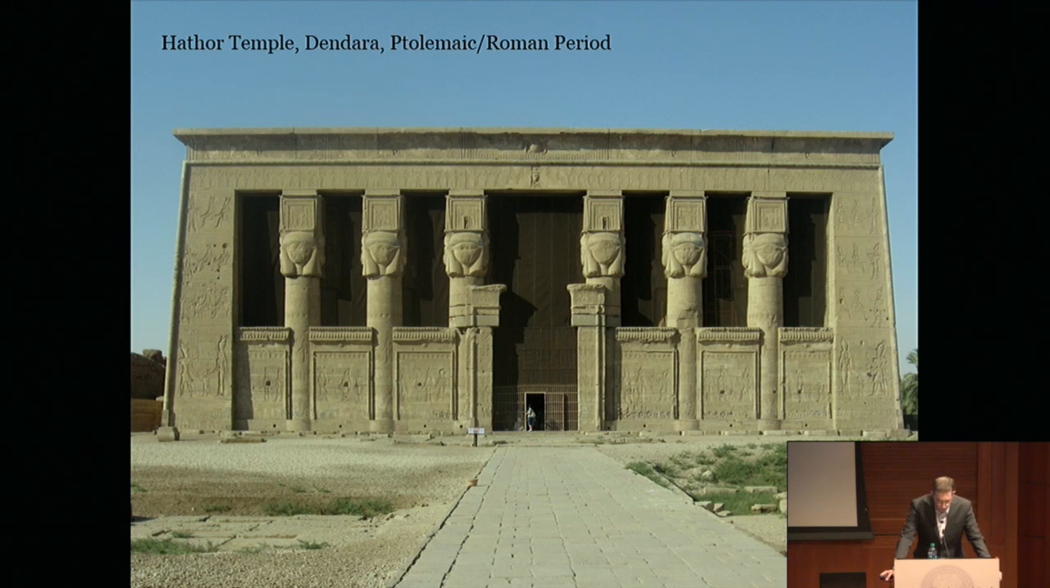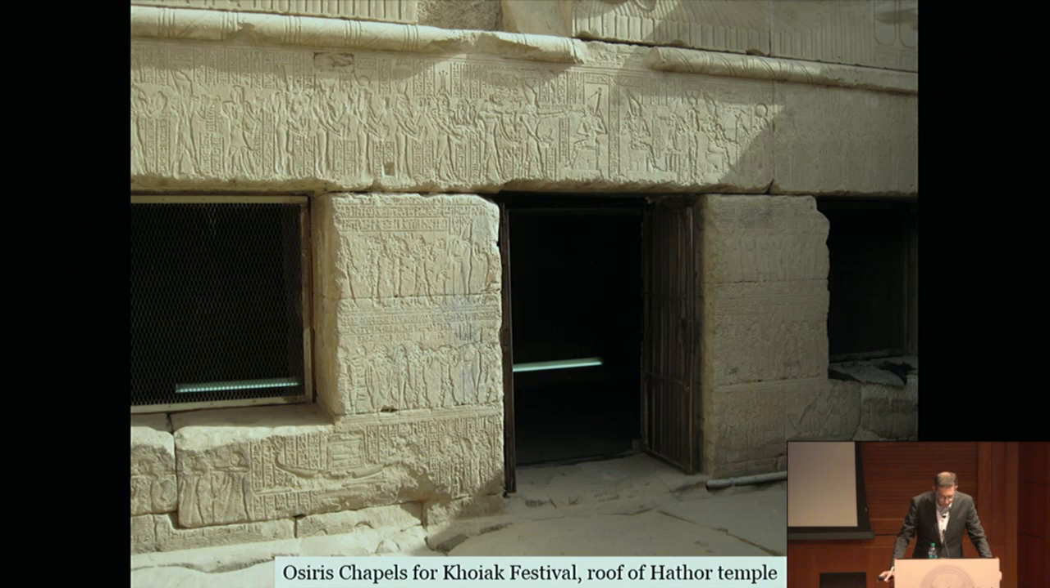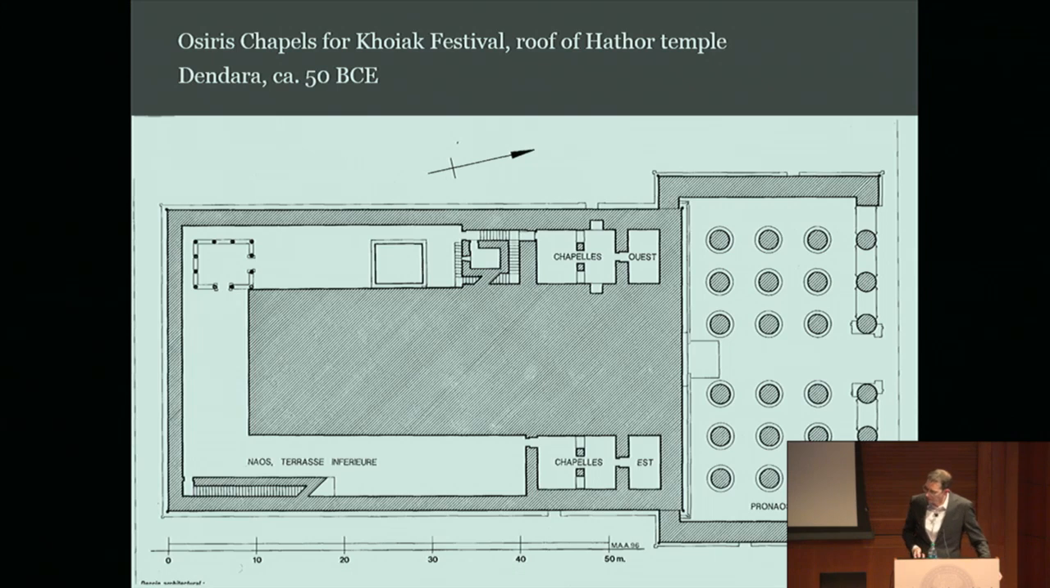On the roof of this beautiful temple, there are 2 chapels that were used for the rituals of this Khoiak festival. And here you see the entrance to one of them, and note that everything is covered with images and texts that describe these rituals that were performed there. The Eastern Chapel, so now we see the roof. We're on the roof, here's the east and the west.